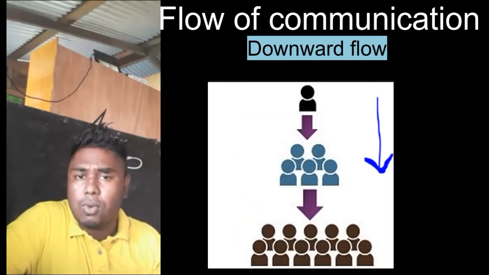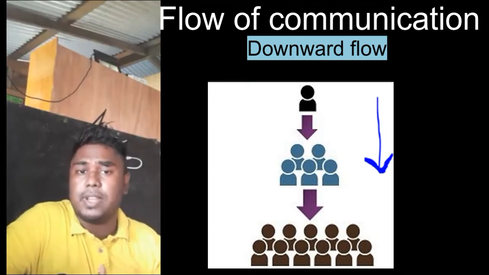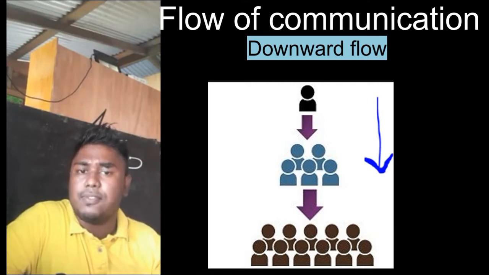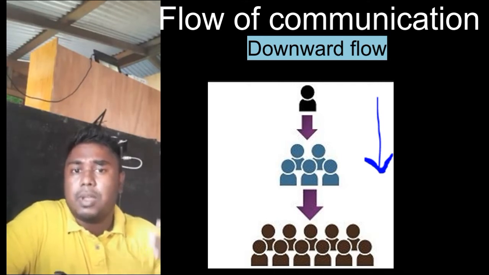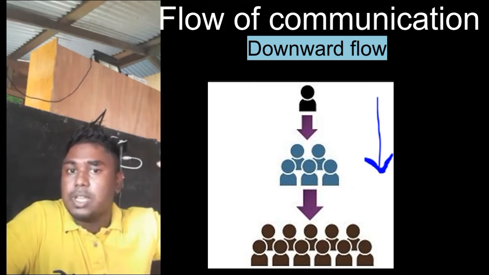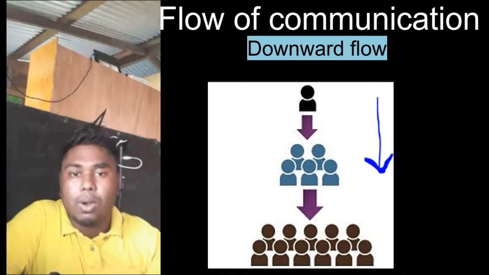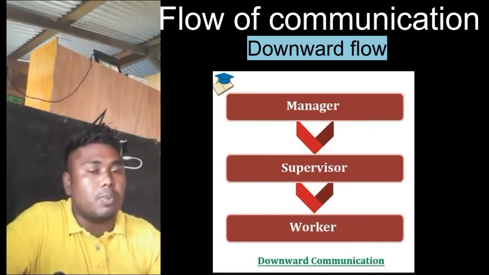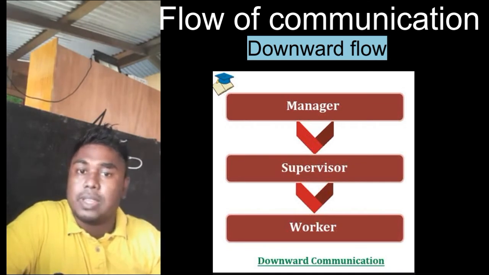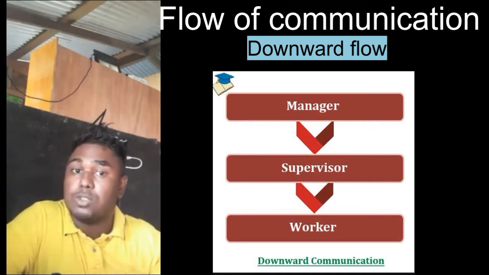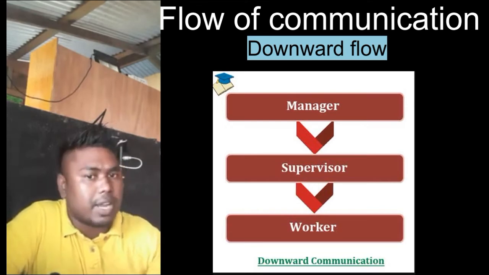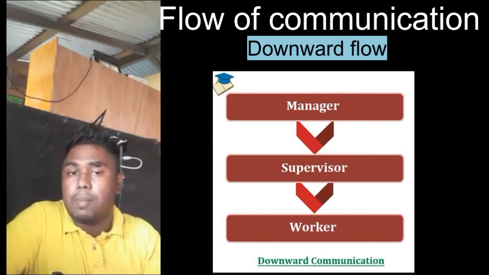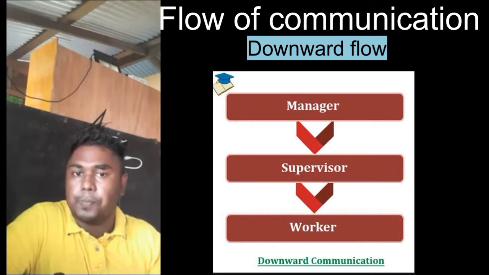Then you have the downward flow of communication, which is the opposite of the upward flow of communication. The downward flow of communication is when information is being passed on from the top of the organization, or the superiors, down to their subordinates. For example, a manager might give out instructions to the supervisor. The supervisor will then in turn relay that information to the office workers and the factory workers. So information is moving from the top to the bottom of the organization.